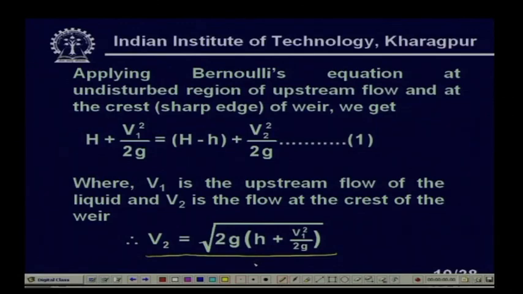Now, in most cases you will find that V2, the speed at the crest, will be very, very large. Those who have visualized flow near a dam will find that when water is flowing over a log gate especially, the speed of the water just above the gate is very high compared to the calm upstream flow, right. So, in that case I can obviously tell that V2 will be much higher than V1.